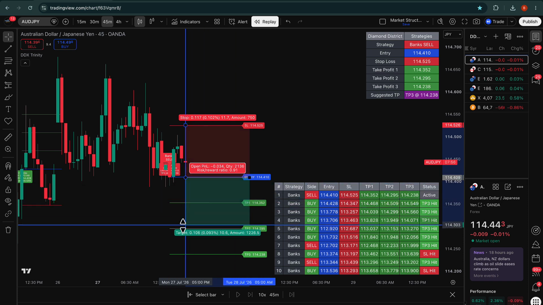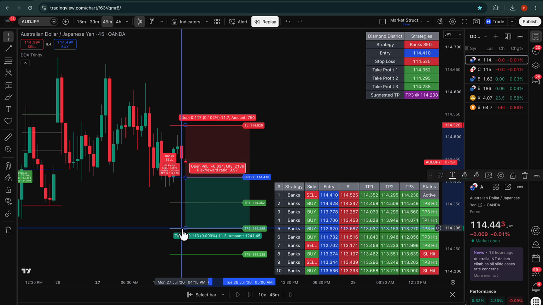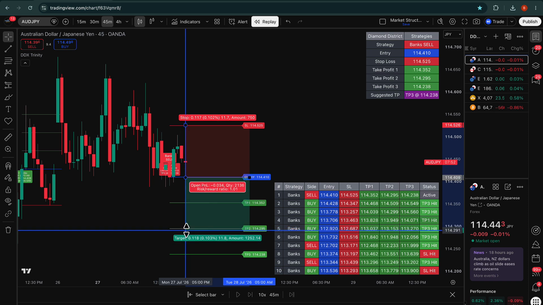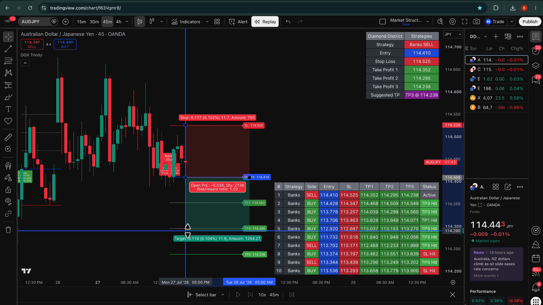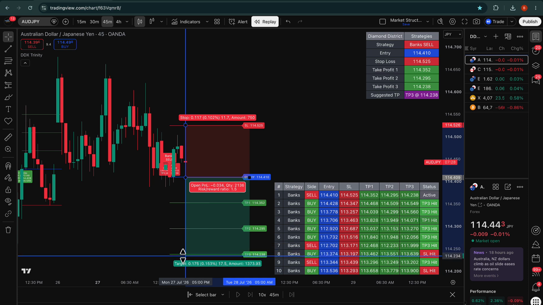Then we have TP2. This is a one to one. What does that mean? Let me bring it up here so we can see it better. A 1-to-1 basically means that I'm risking the same amount that I'm aiming to make. So I'm risking $100 to make $100. And then we have TP3. I'm risking $100 to make $150.